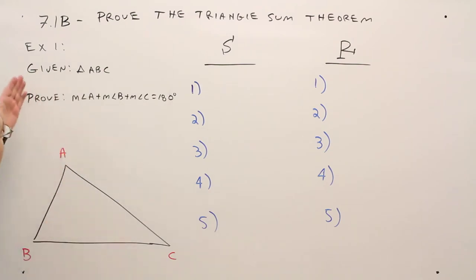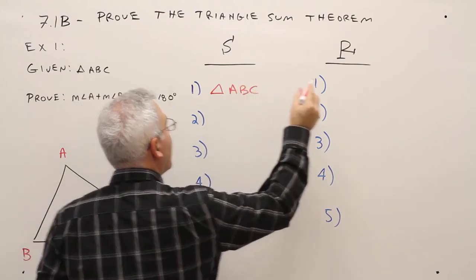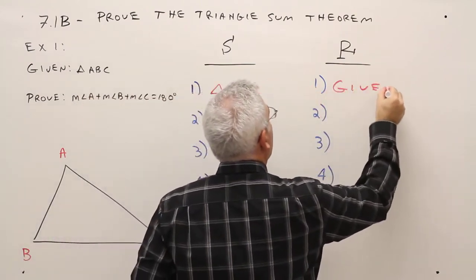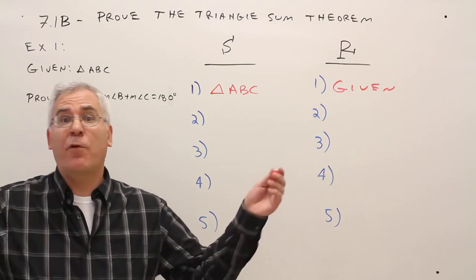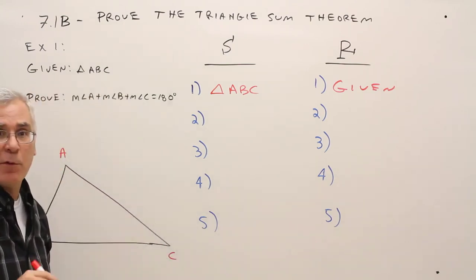Alright, so here's example 1. Given triangle ABC, prove that the measure of angle A plus the measure of angle B plus the measure of angle C equals 180 degrees. Okay, step 1, triangle ABC. Given. Okay, so this will work for any triangle. Step 1, or the first real step, the most important.